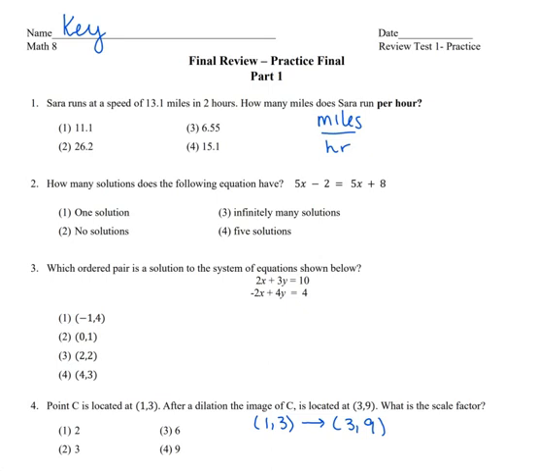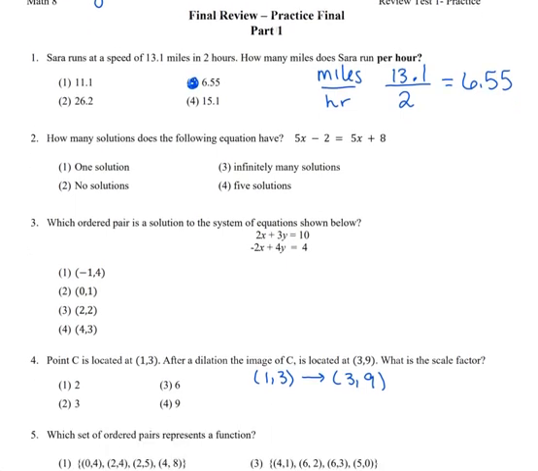So Sarah runs 13.1 miles in 2 hours. How many miles does Sarah run per hour? So miles per hour, we have 13.1 divided by 2. And when I type that into the calculator, we're going to get 6.55. That unit rate is 6.55 miles in 1 hour.